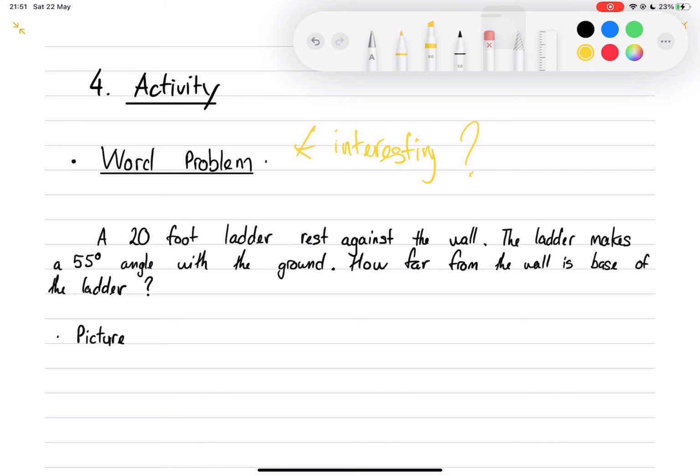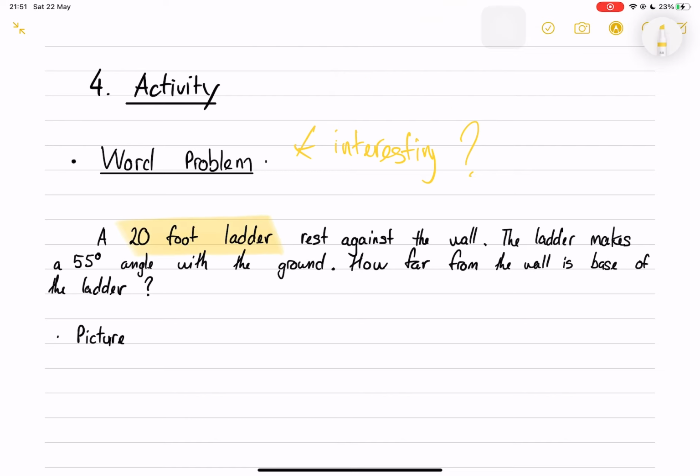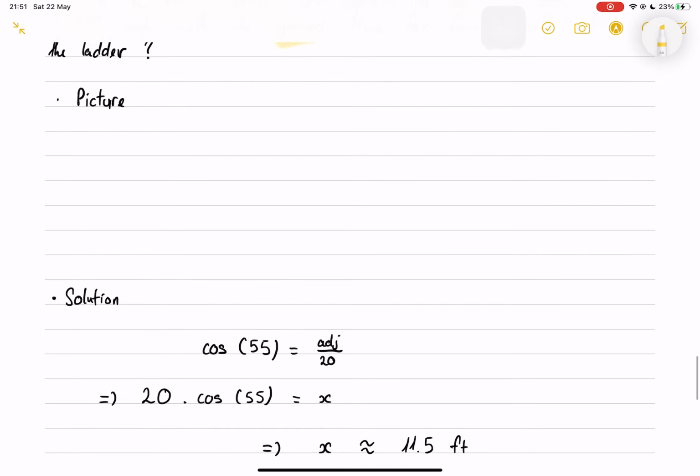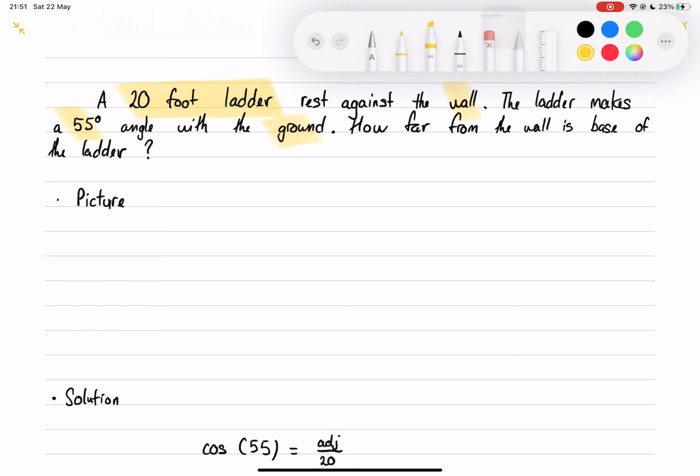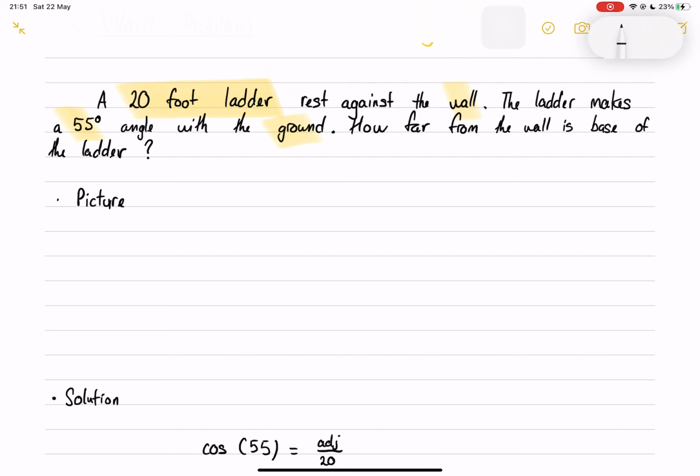So we got a 20-foot ladder resting against a wall. The ladder makes a 55-degree angle with the ground. How far from the wall is the base of the ladder? So let me draw this for you guys to easier picture it.